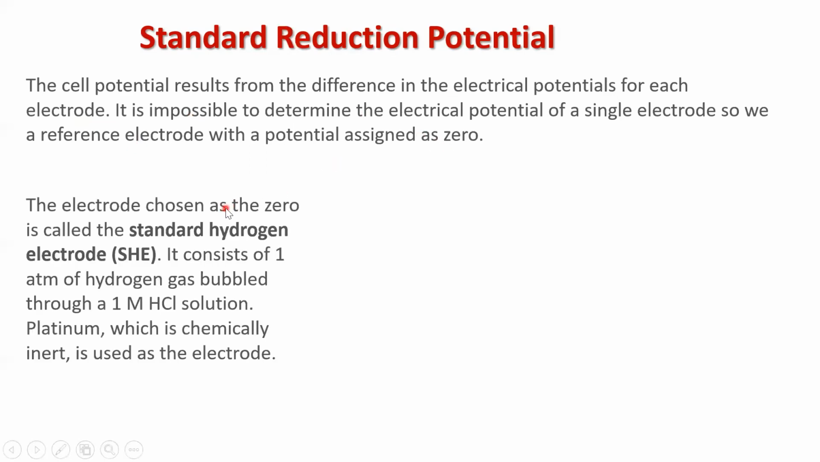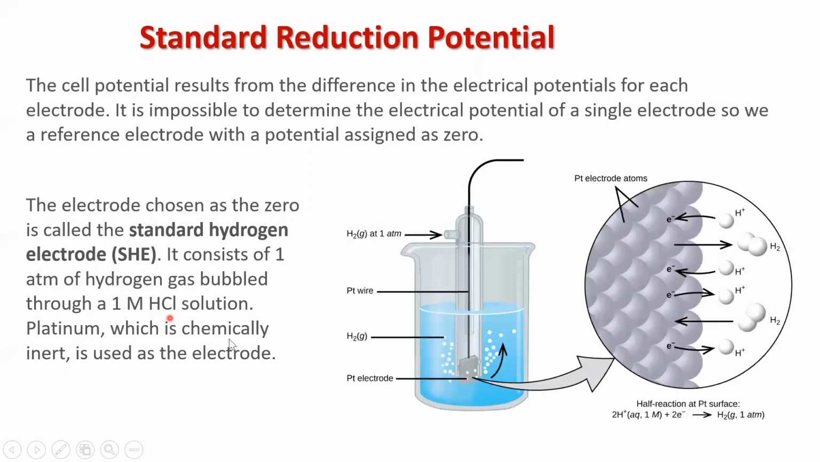And the electrode that was chosen as our reference electrode is the standard hydrogen electrode, which just stands for SHE. Okay, we have 1 atm of hydrogen that's being bubbled through a 1 molar hydrochloric acid solution. So in this reaction, we're going to have the hydrogen ions gaining electrons and becoming hydrogen gas. And this has been assigned a reduction potential value of 0. Well, what do we use that for?